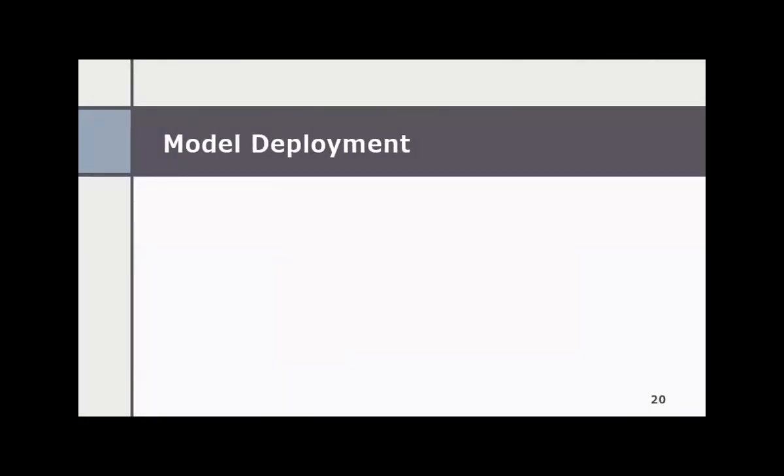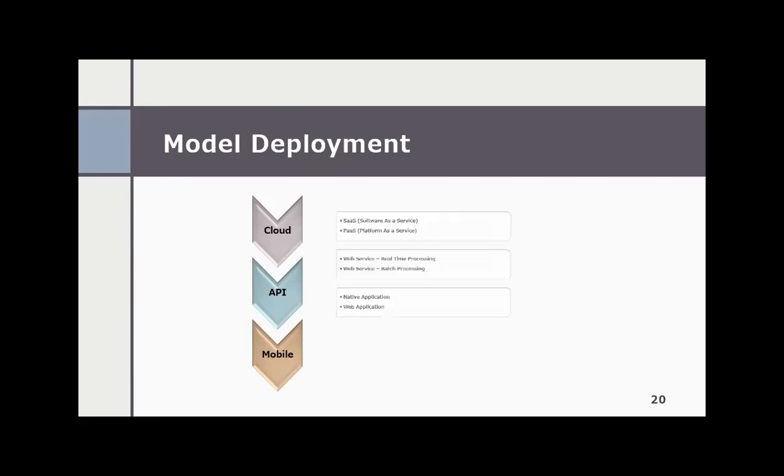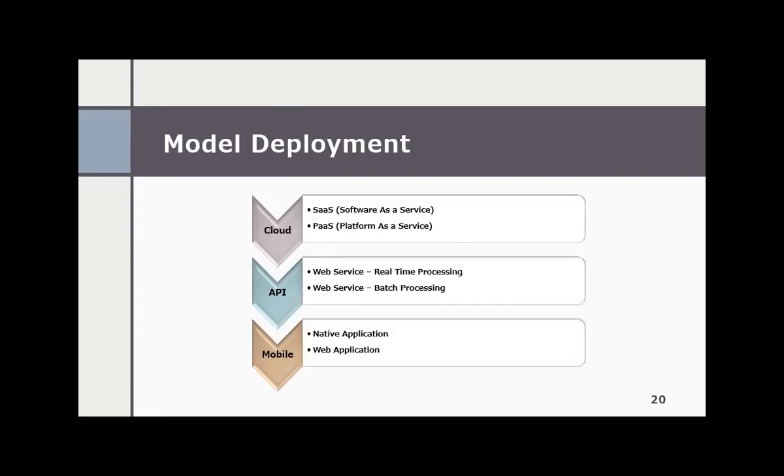And then model deployment can be commonly classified into cloud mode, API mode, and mobile mode. Cloud mode involves model deployment as SaaS, or software as a service, or PaaS, which is platform as a service. API mode involves model deployment as a web service. It can be real-time processing or it can be batch processing. Mobile mode involves model deployment as a native application on the device itself or having a web application accessed from the device.